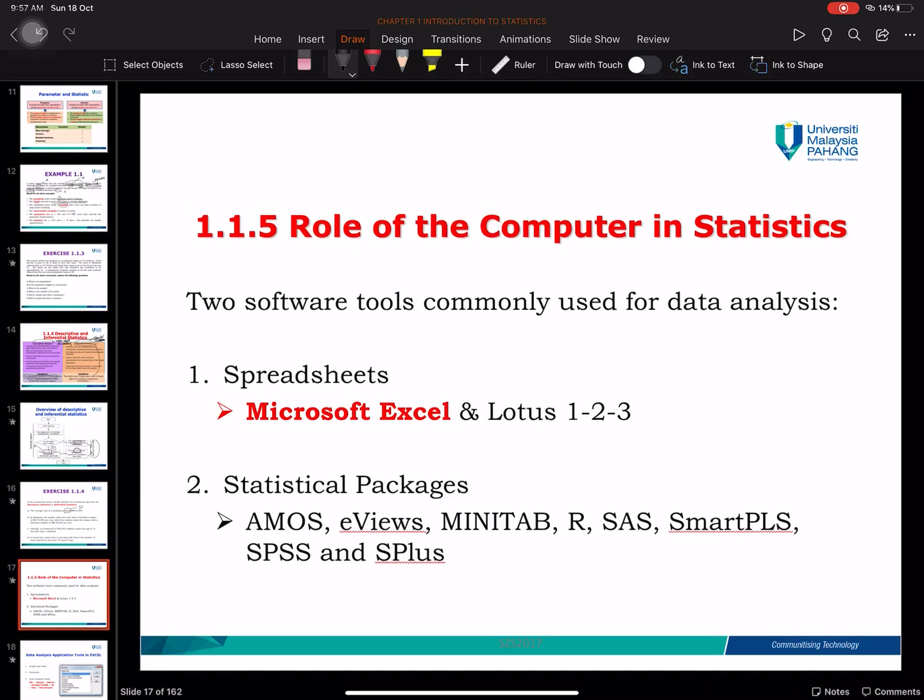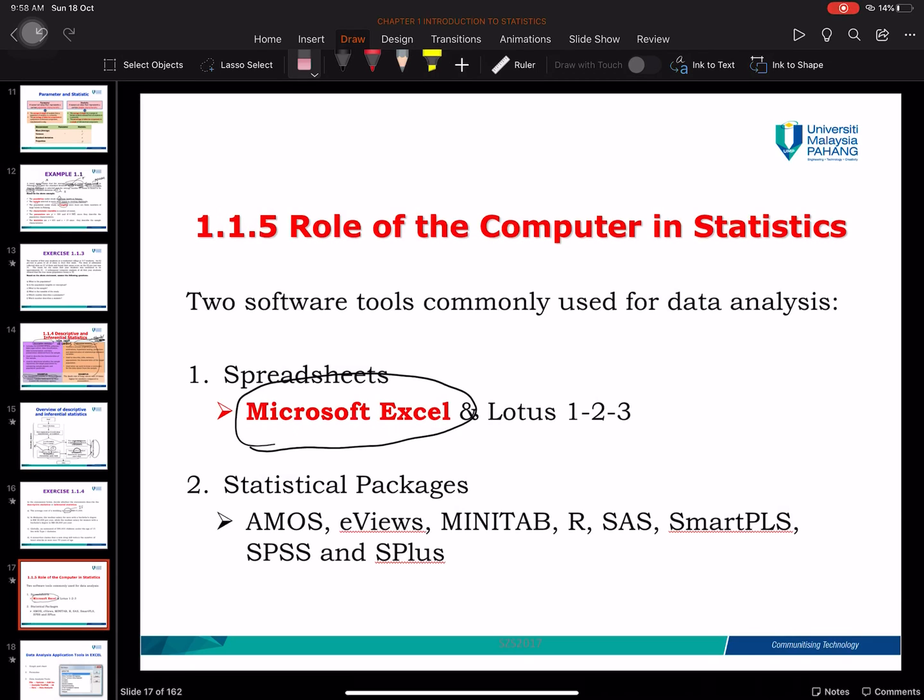We go to 1.1.5, the role of computers in statistics. There are two software tools commonly used for data analysis. One of them is a spreadsheet. We are using the spreadsheet Microsoft Excel. For the whole course, it will be application of Microsoft Excel. For every topic, we have the application of Microsoft Excel: how to get the analysis using Excel and how to calculate manually. But your assignment must all be using Microsoft Excel.